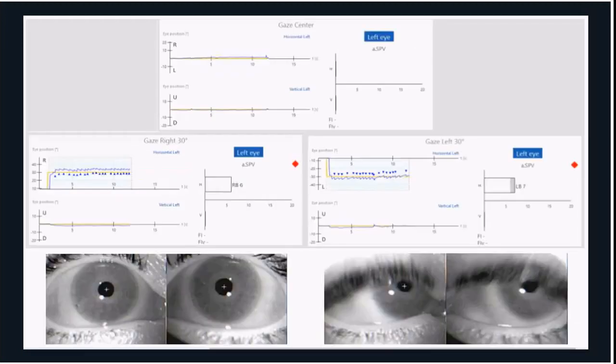So here we can see some examples of nystagmus that has been elicited in different eye positions. And again, as we move forward through our oculomotor examination and also then further into the VNG, we can take these into consideration when looking at any other nystagmus or eye movements that are present.